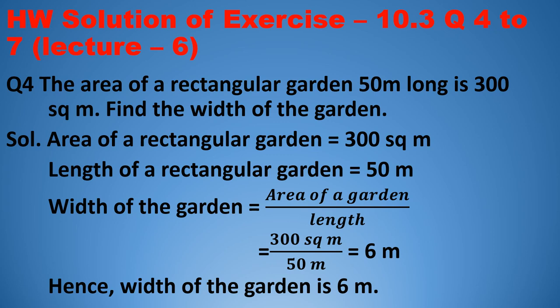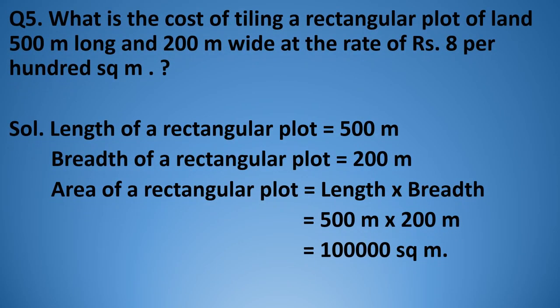Question number 5. What is the cost of tiling a rectangular plot of land 500 meter long and 200 meter wide at the rate of rupees 8 per 100 square meter? Now we have to do tiling. Definitely we will do tiling on the complete floor, the complete plot of land. So for that we will find out the area of the land. We don't need the area of a tile here because the number of tiles is not asked. Only the rate is asked.